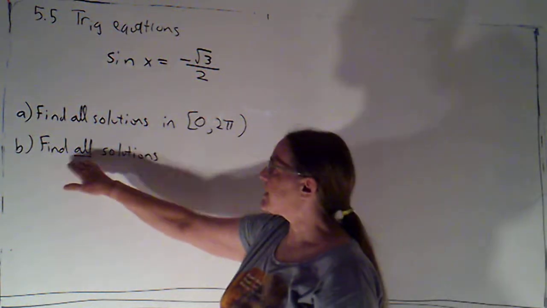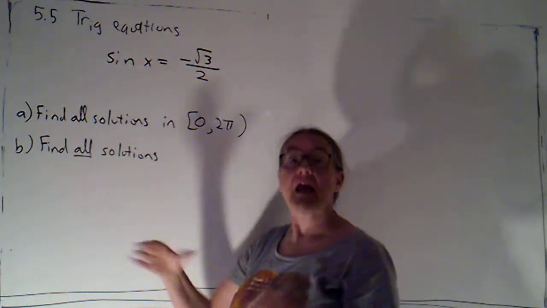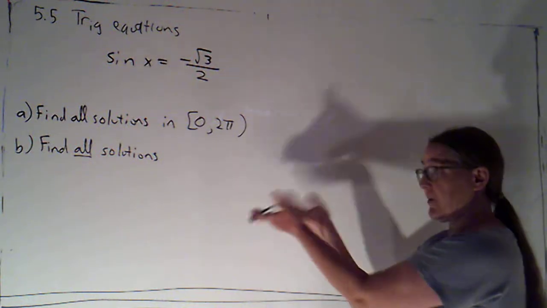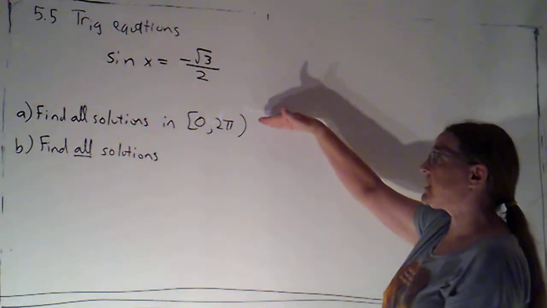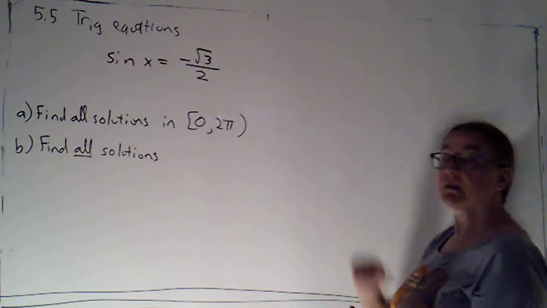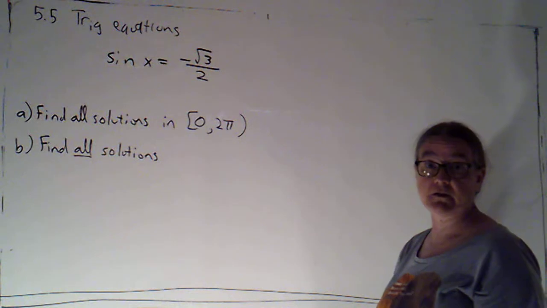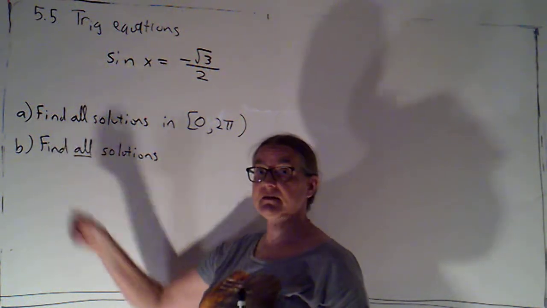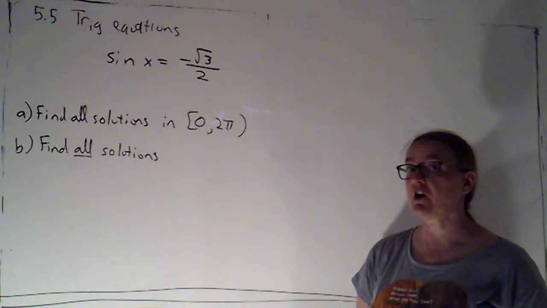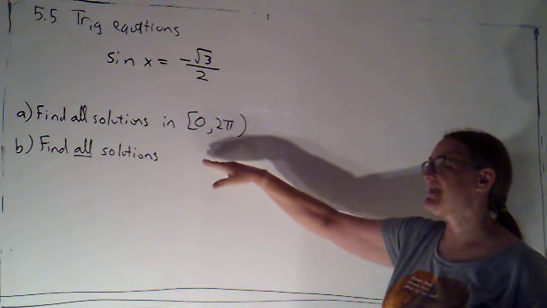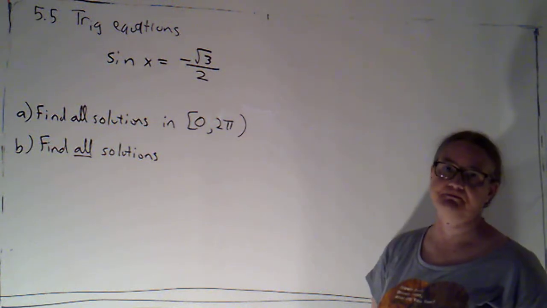And then part B, we're asked to find all solutions. Now, sometimes you got to make sure you read the directions. Sometimes you'll be given both parts. Sometimes you'll just be asked to find the solutions in a particular interval. Do that and you're done. Sometimes you might just be asked to find all solutions. If so, even if you're just asked to find all solutions, I'm still always going to start by finding all of the solutions in 1 period of the function and then finding all of the solutions.